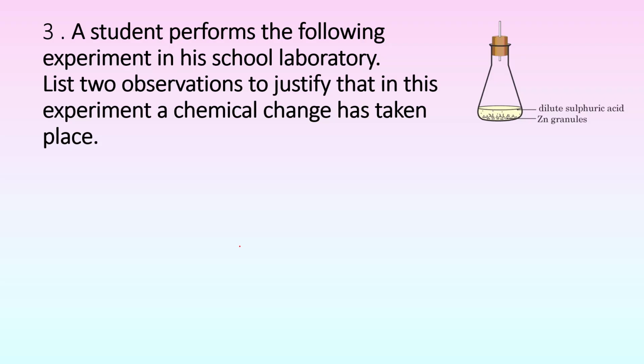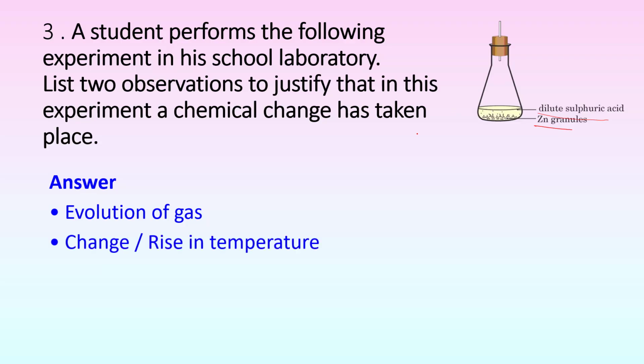Next, question number 3. A student performed the following experiment in his school laboratory. List 2 observations to justify that in this experiment a chemical change has taken place. So first, here we observe that when zinc granules are added in dilute sulfuric acid, then hydrogen gas is liberated. So the first change is evolution of gas, and second change is change in temperature or rise in temperature.